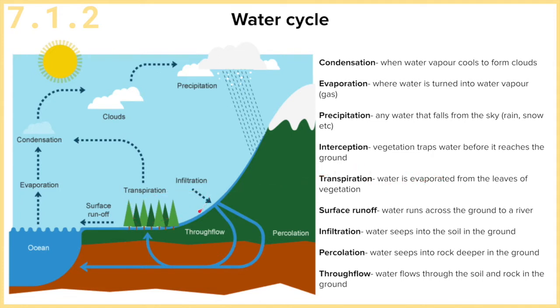And if none of that's happened, so it's managed to avoid getting soaked into the ground through infiltration, it's managed to avoid being intercepted by the trees, then it will run as surface runoff until it reaches a river or back into the ocean. And that is our water cycle. It's a continuous cycle. There are lots of different routes, but it is a cycle nonetheless. It's a closed cycle. It continues to happen over and over again.